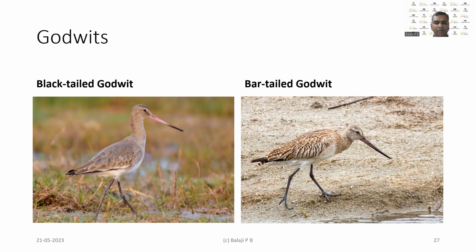So how do you tell these two birds apart, the black-tailed and the bar-tailed godwit? Again, it comes to the beak shape. The black-tailed godwit has a long, straight beak, whereas the bar-tailed godwit has a slightly upturned beak, like the Terek sandpiper. So that's how you differentiate between a black-tailed and a bar-tailed godwit.